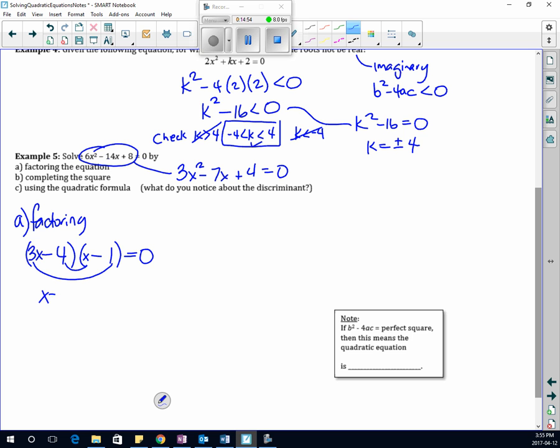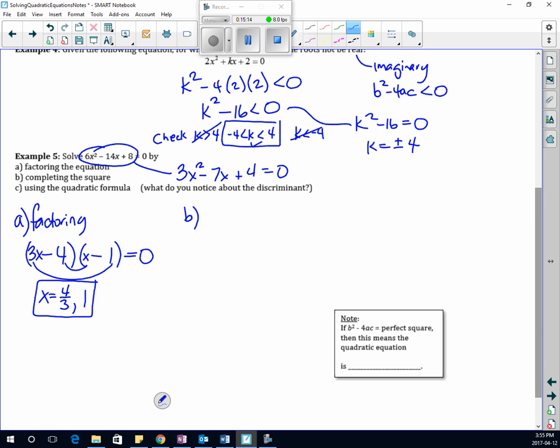So set them equal to 0 and solve. If I move the 4 over, divide by 3, I get 4 over 3. If I move the 1 over, I get positive 1. Does everybody see I get the solution for factoring pretty fast? Next one. I'm going to do the same thing, but this time I'm going to complete the square. Now you can see in a second this is going to get quite ugly.